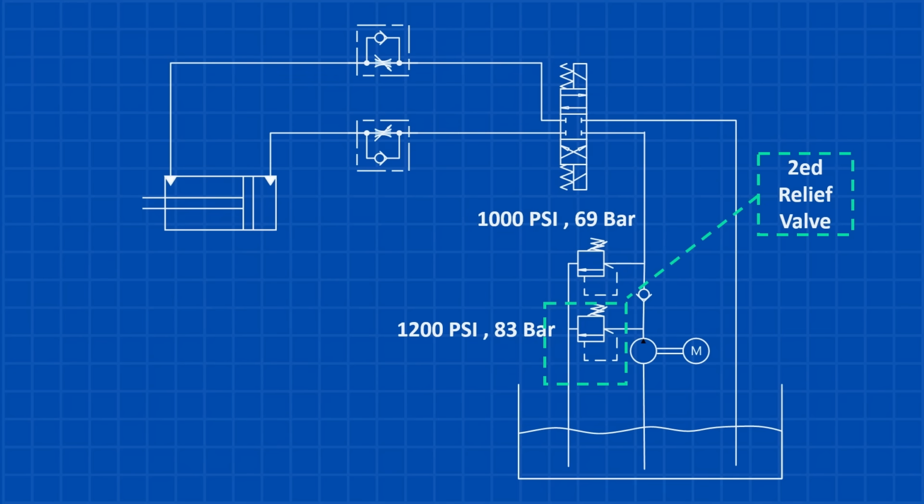Sometimes the system is equipped with an additional relief valve, referred to as the secondary relief valve. This valve serves as a safety backup, providing protection in the event of a primary relief valve failure. Typically, the safety relief valve is set 20% to 30% higher than the main relief valve's pressure setting.